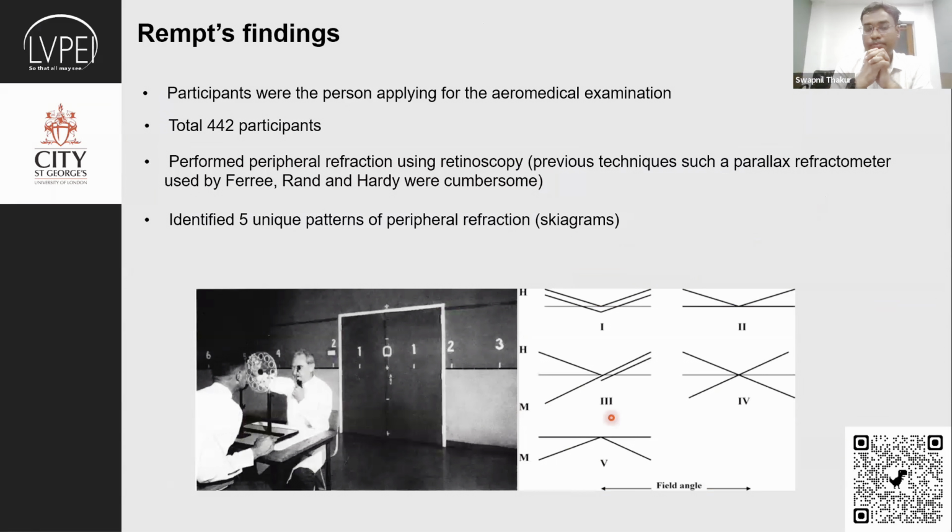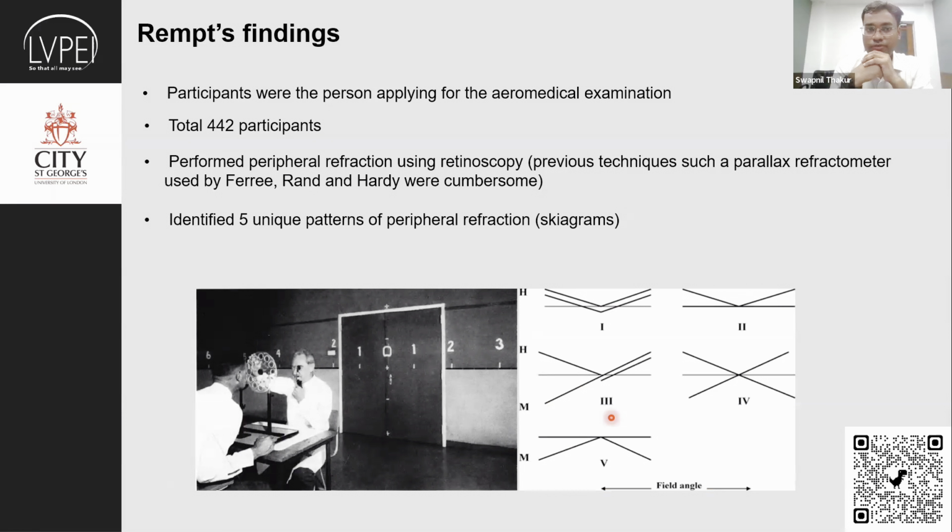But the concept of peripheral refraction is not very new. It is very old. 40, 50 years back, there were two foundational studies done by Rempt and Hoogerheide, who performed peripheral retinoscopy on pilot students who came for the aeromedical examinations.